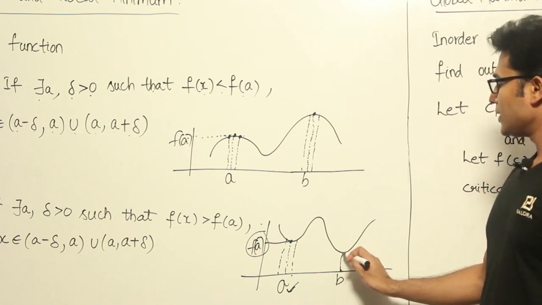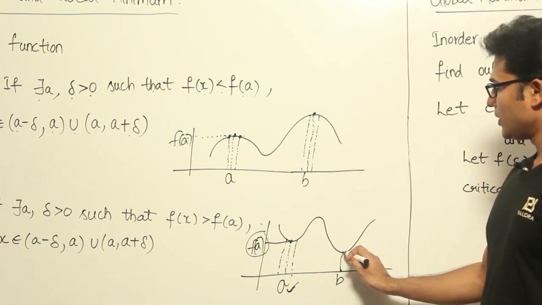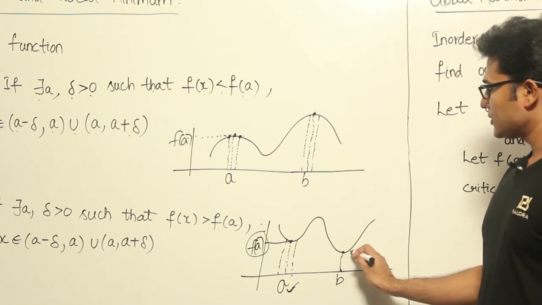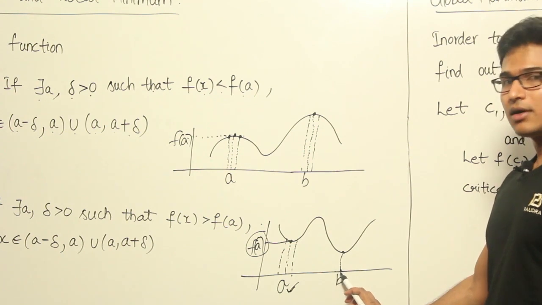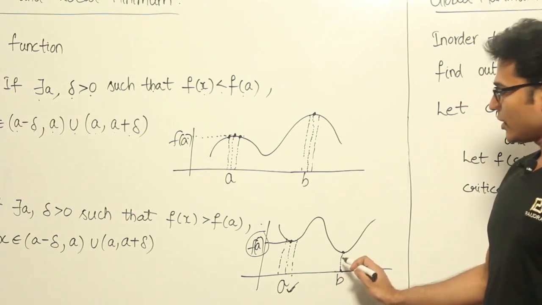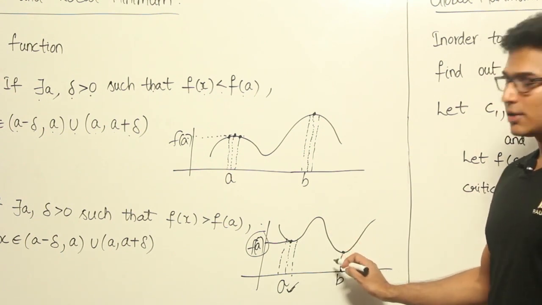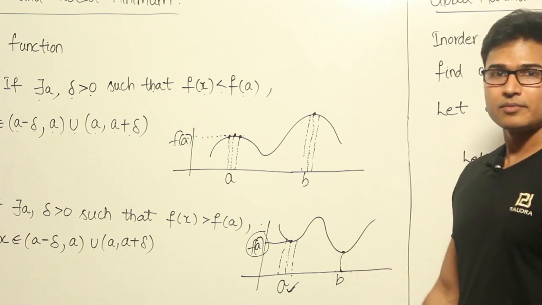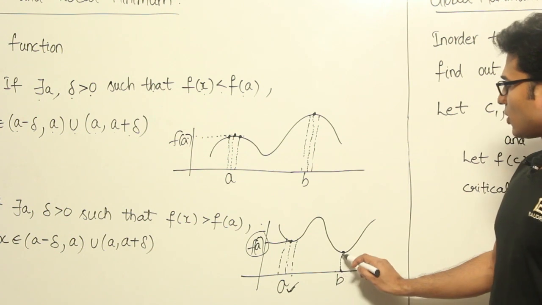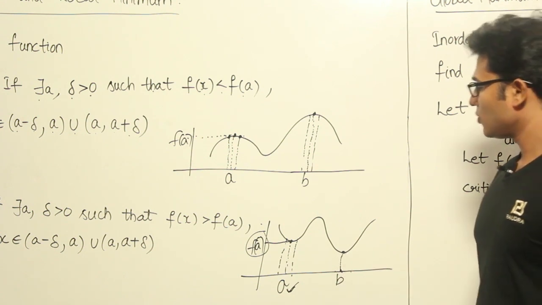Now at the point b, we are going to have a value f of b which is minimum in its neighborhood, right? Which means if I go slightly to the left of b or slightly to the right of b, and if I find out the value of the function, that will be greater than the value which you get here. That is why it is again one more local minimum, right?